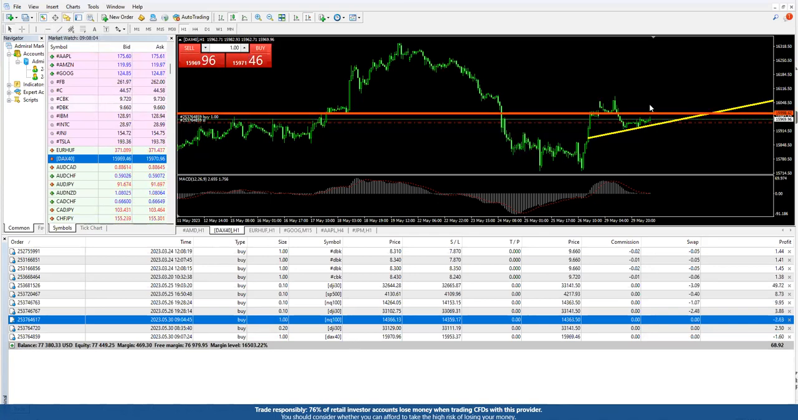Maybe I will be lucky, we will approach the neckline, or if there is a false breakout under the neckline, maybe we will increase a bit. We will see.